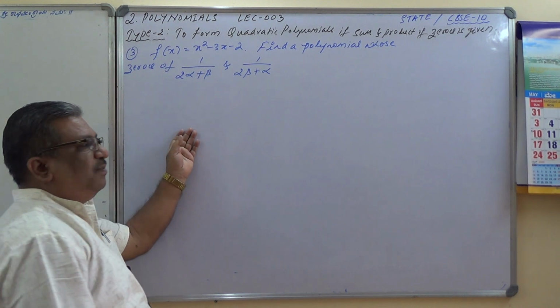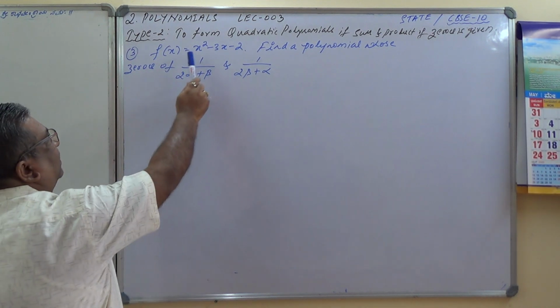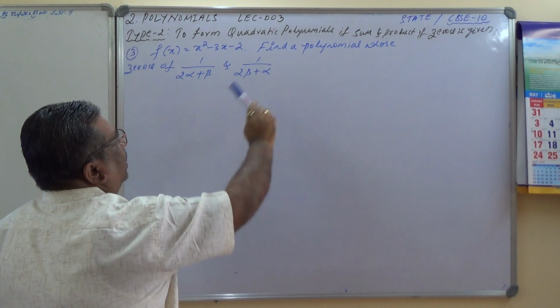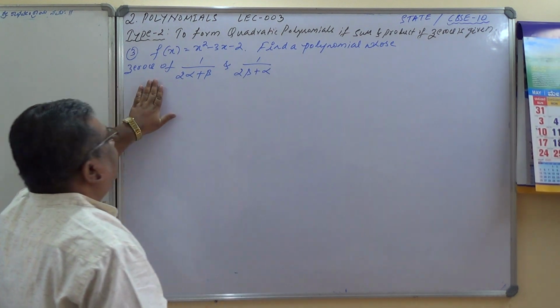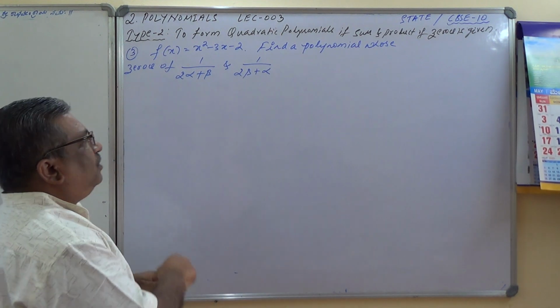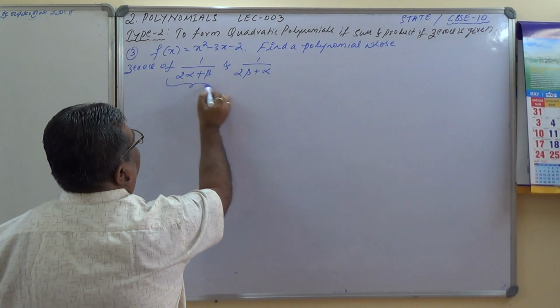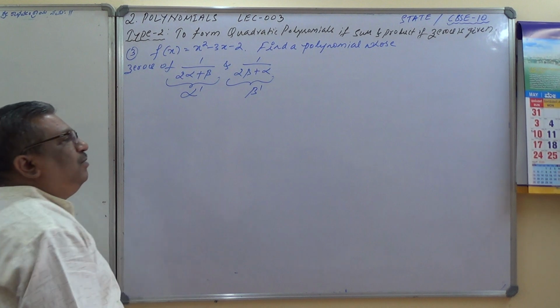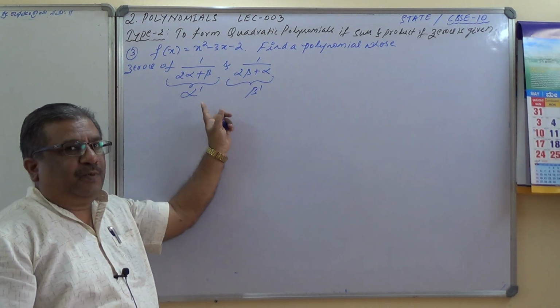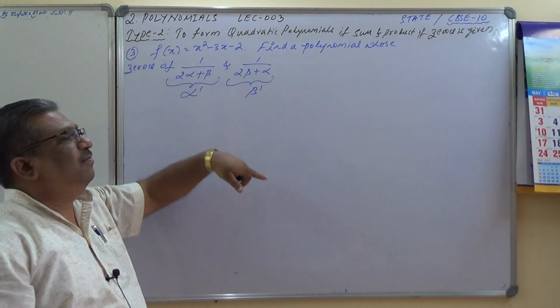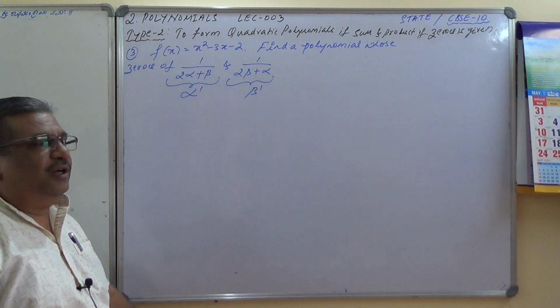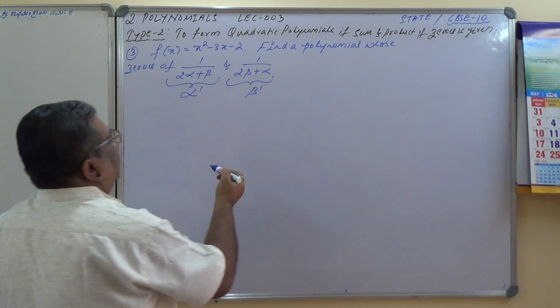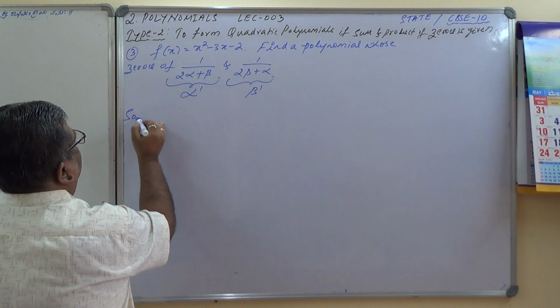One more very interesting problem here. Given f of x is x square minus 3x minus 2, we have to find a polynomial whose zeros are this and this. So whose zeros are these two means, can I assign these two as alpha dash and beta dash? I can do that one. Find out the sum of new zeros, product of new zeros from the existing one, and then you can find the new polynomial g of x. So let us see here, very interesting solution.